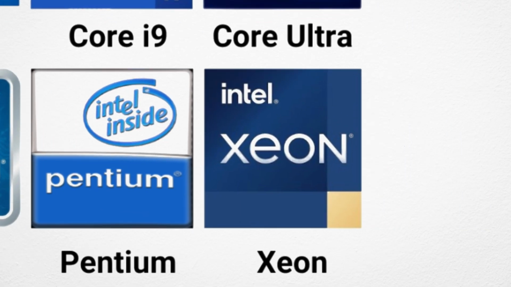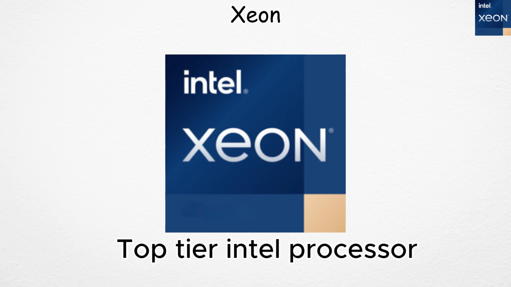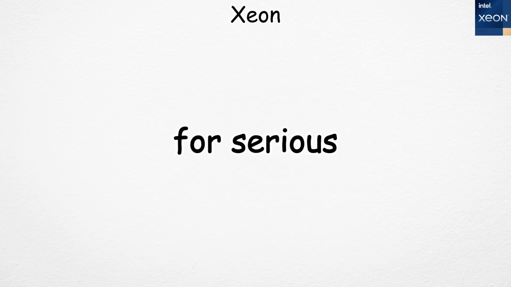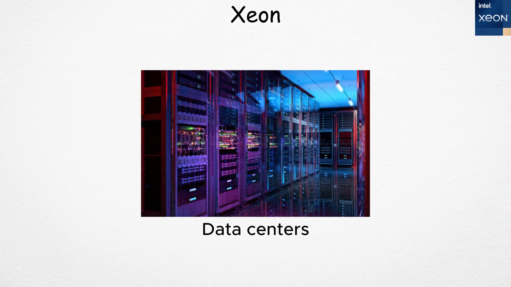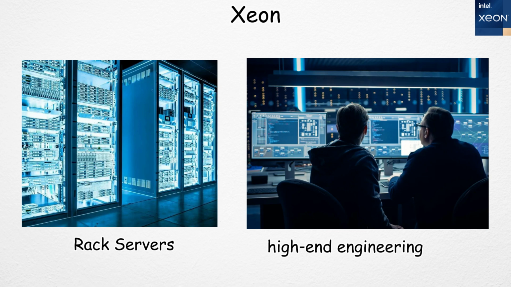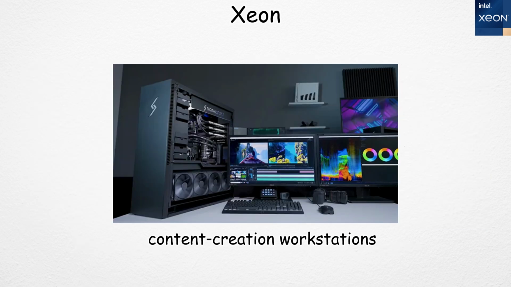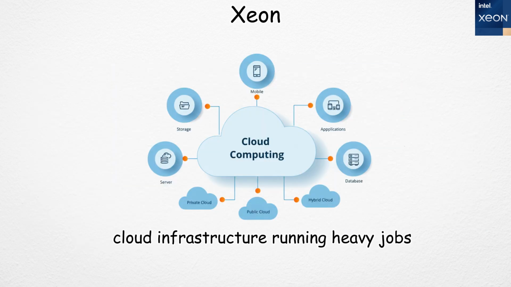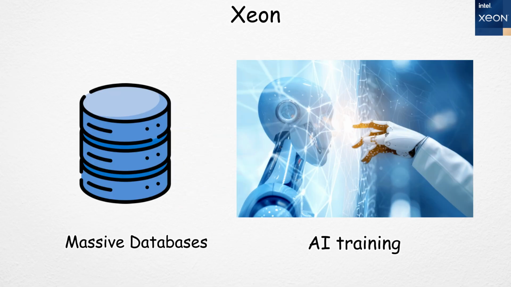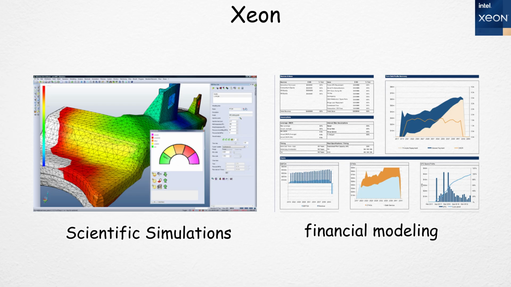Intel Xeon. Intel Xeon processors live in a different tier entirely. They're designed for serious professional work in data centers rather than normal home PCs. Xeons power rack servers, high-end engineering and content creation workstations, and cloud infrastructure running heavy jobs like massive databases, AI training, scientific simulations, and financial modeling.